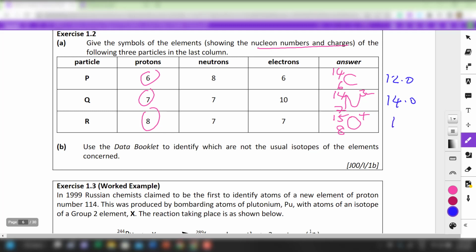So 12.0, 14.0, and 16.0. You'll notice that for particle P, the nucleon number is 14, it's not 12. So this is not the common isotope for carbon. I'll just put a star over here. So P is not a common isotope of carbon. You'll notice that for Q, the nucleon number is the same as the one given in the periodic table. So this is a common isotope. For R, 15 is given to us. That's the nucleon number, but the common isotope has close to 16.0 as its nucleon number. So this is also not a common isotope. I'll put a star over here.